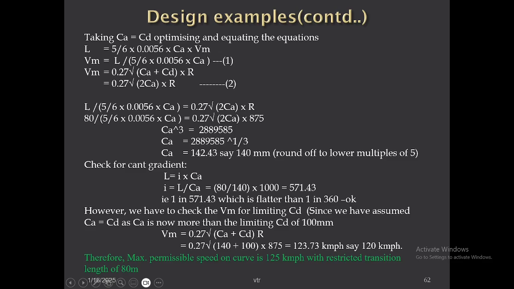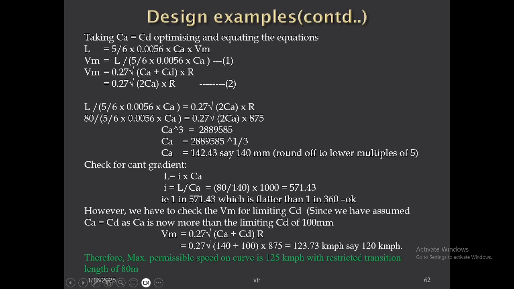And the second equation we already know pretty well: maximum speed equals 0.27 root of CA plus CD. Here, for optimization, we are keeping both CA and CD the same. That is why CA plus CD becomes 2 CA, so VM equals 0.27 root of 2 CA. So the first equation is VM equal to this one, and the second equation is VM equal to this one. Equating both, we can find out the CA.